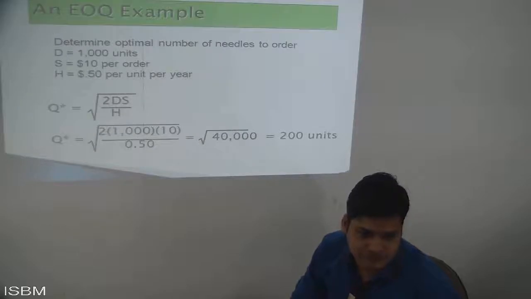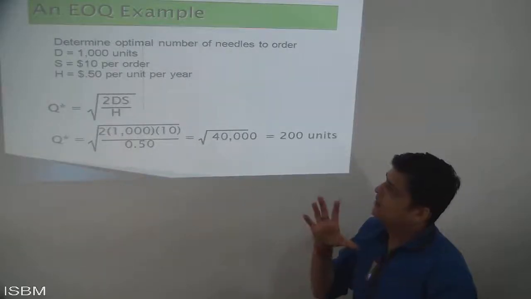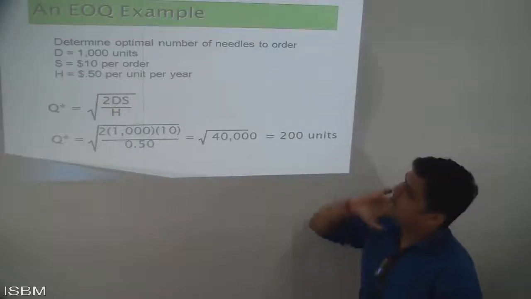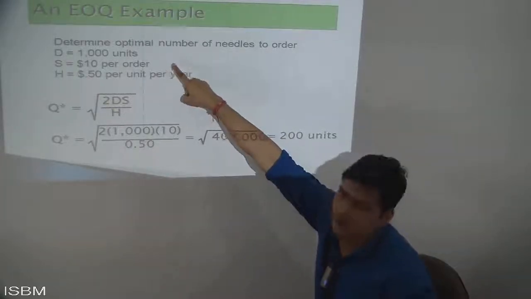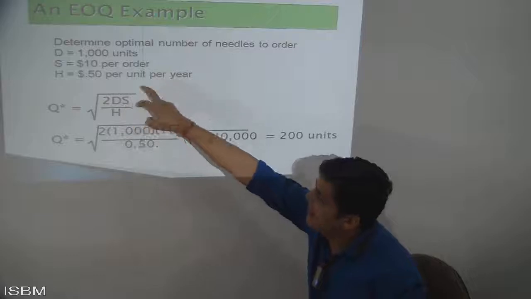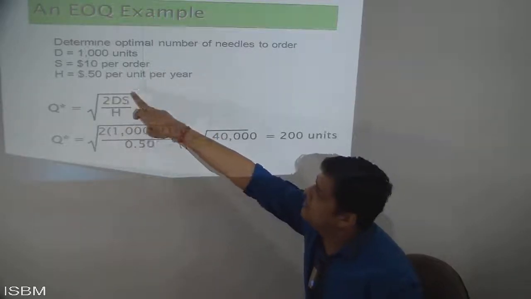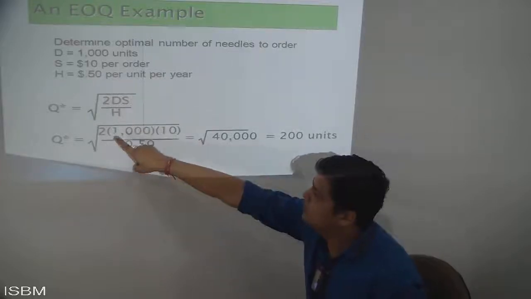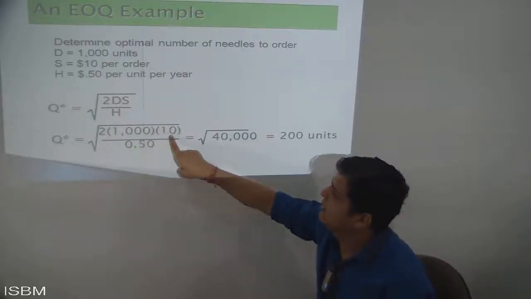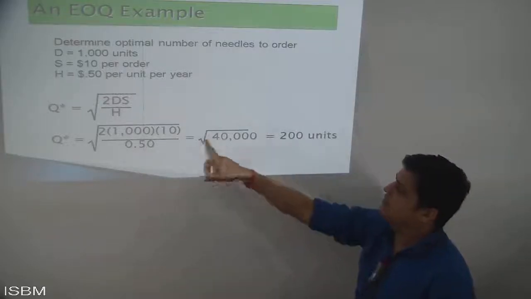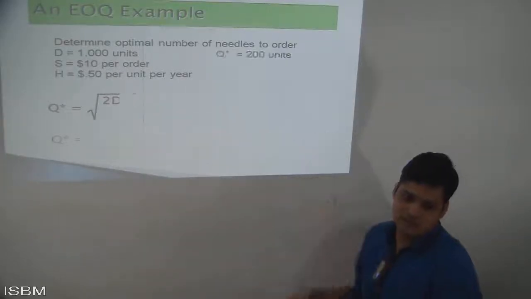Then again, we have to solve one simple example. You just need to put in the values. D stands for demand, which is given here. S is given as $10 per order and H is given as 0.5. So you have to put 2 into 1000 into 10 over 0.5. It is nothing but 40,000, and the square root of 40,000 is 200.